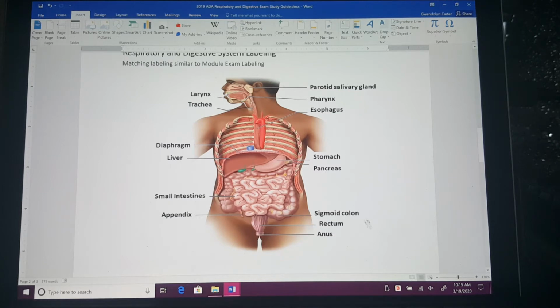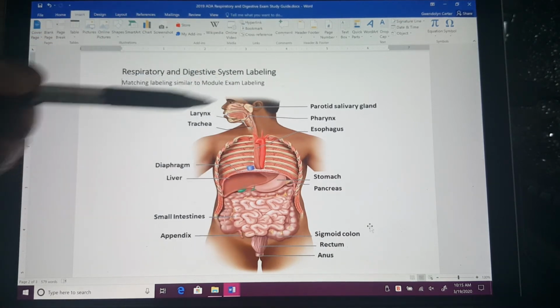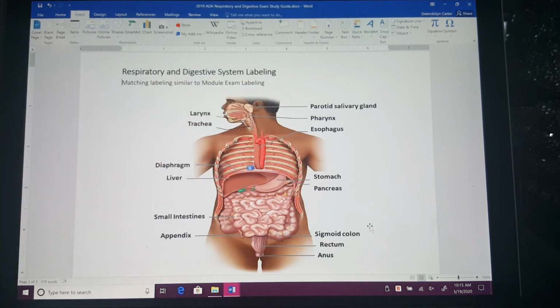Very similar to your digestive exam for exam 8. So again, same concept: where the parts are, labeling, very simple, easy to practice. I know some people, because this is a Word document and it is editable, I think.